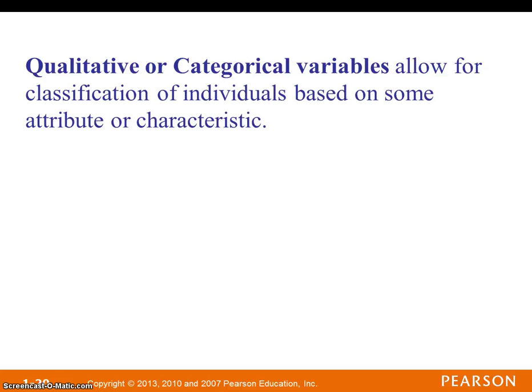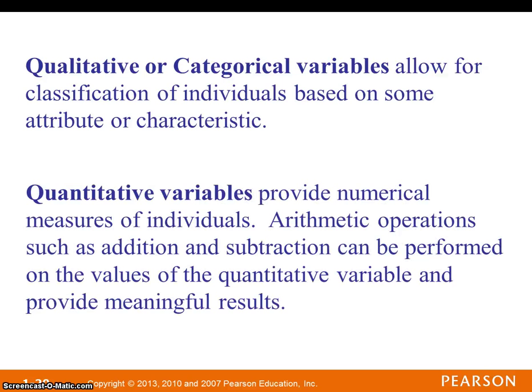Qualitative or categorical variables allow for classification of individuals based on some attribute or characteristic. So an example of a qualitative variable could be color, something where there's no quantitative distinction, or various other qualitative things. So things where you can't necessarily rank things in order, whereas quantitative variables provide numerical measures of individuals.